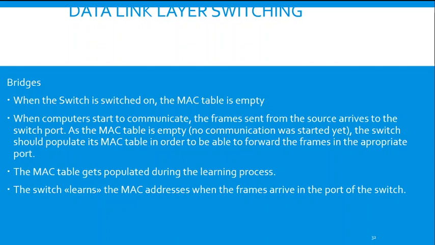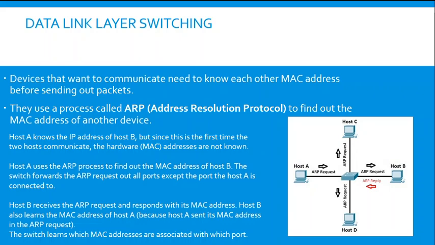When the switch is switched on, the MAC table is empty. When computers start to communicate, the frames sent from the source arrive at the switch port. As the MAC table is empty and no communication has started yet, the switch should populate its MAC table in order to be able to forward frames to the appropriate port. The MAC table gets populated during the learning process. The switch learns the MAC addresses when frames arrive at the ports of the switch.